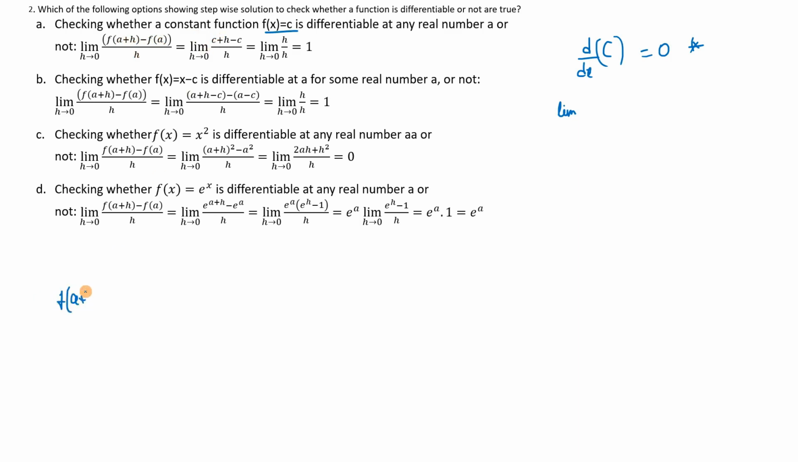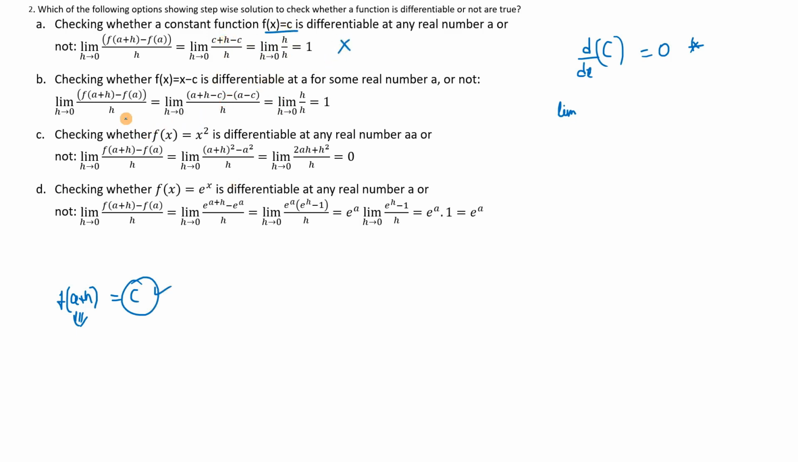For the first case, it will be nothing but c, right? It will not be c plus h. For any value of x, it will be mapped to a single value, that is c. That is what they have given, but they have substituted c plus h. So this function value is wrong.